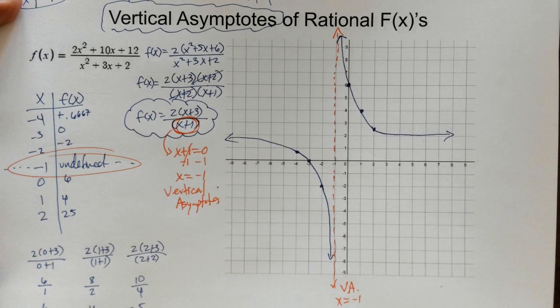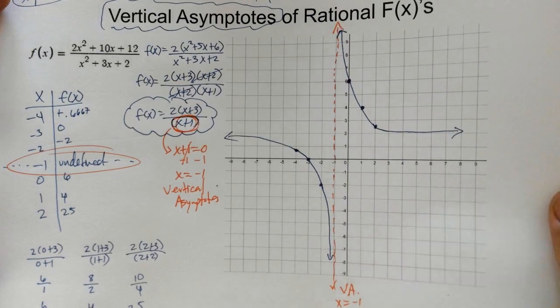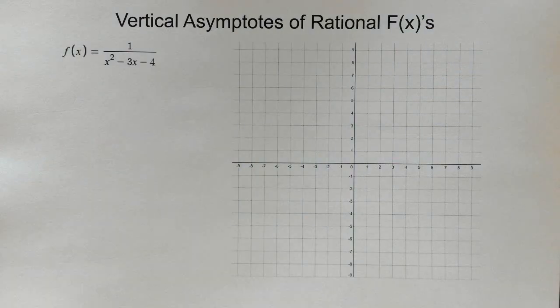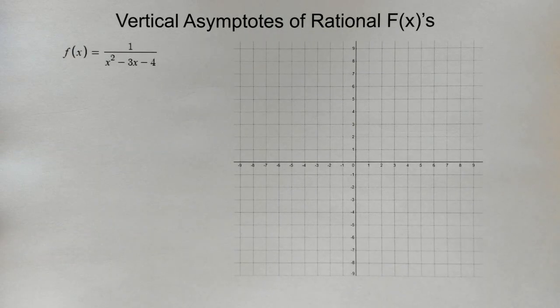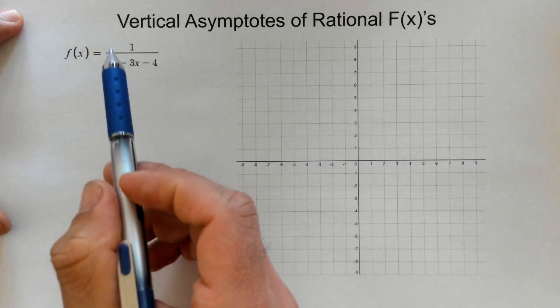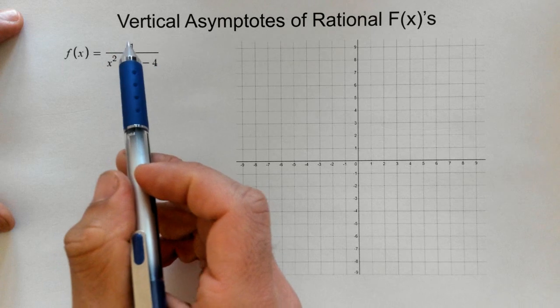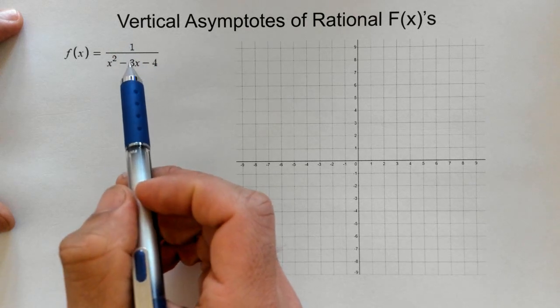Let's try another example. The goal here is just variation, right? Can we get exposed to different examples, different scenarios, so that we can start to recognize how vertical asymptotes show up? Now here, there's nothing to simplify. There's nothing to factor on top. I could factor the bottom, right?